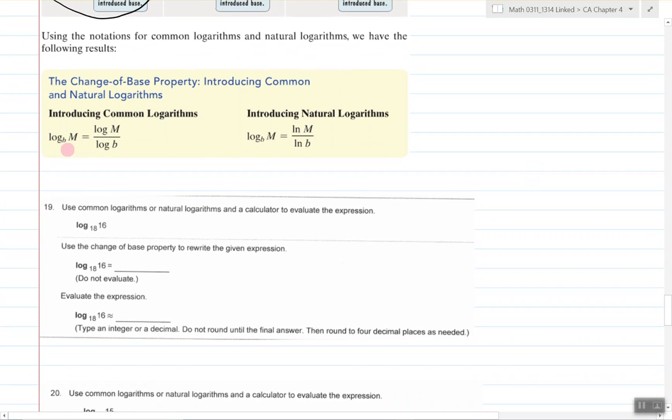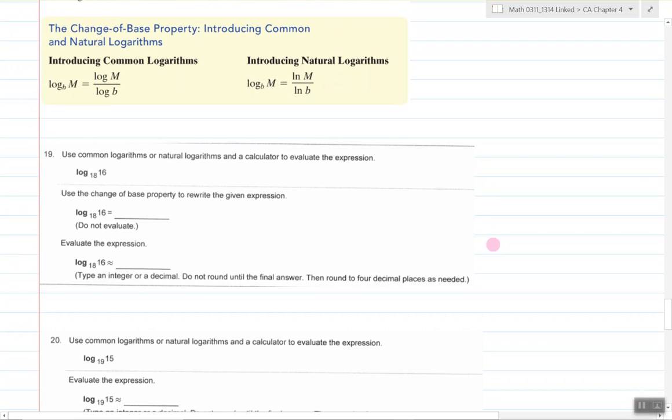If you have log base b of m, and it does not matter, if you want to use common logarithms, it is a common log of m over the common log of the old base b. If you want to use natural logarithms, it is the natural log of m over the natural log of old base b. Because it's a ratio, you get the same answer, no matter how you do it.